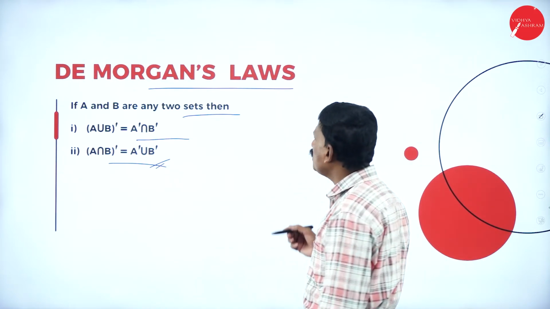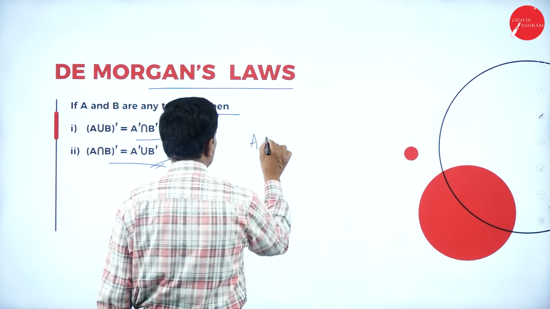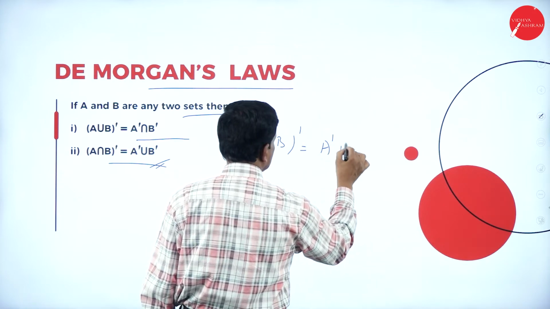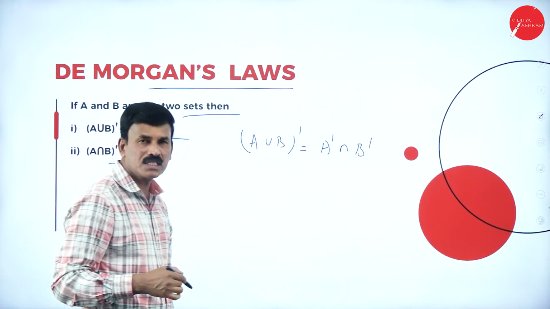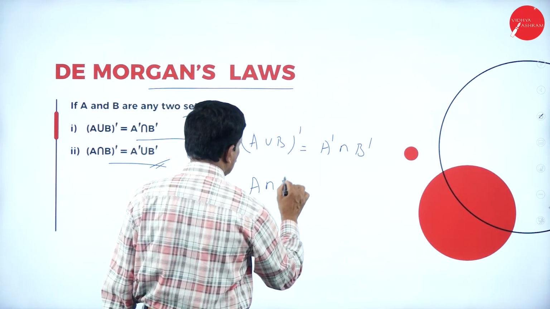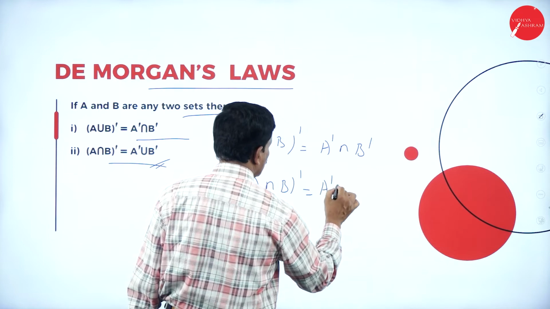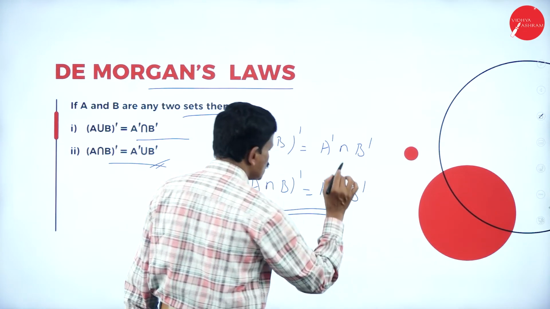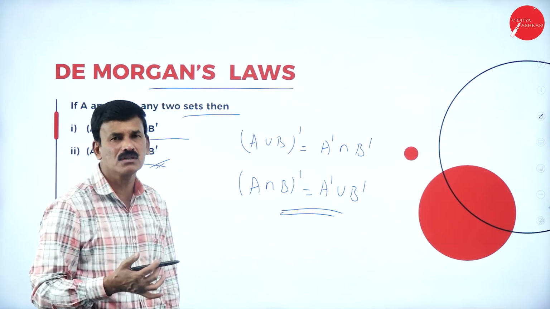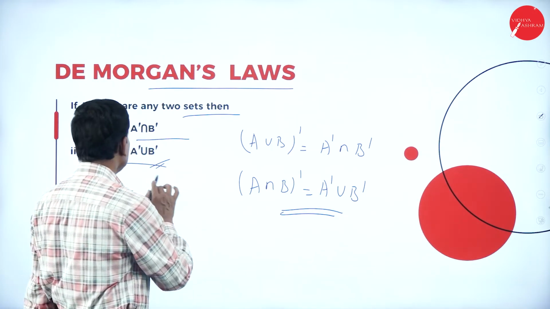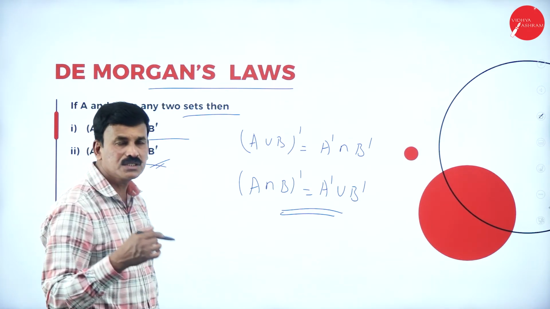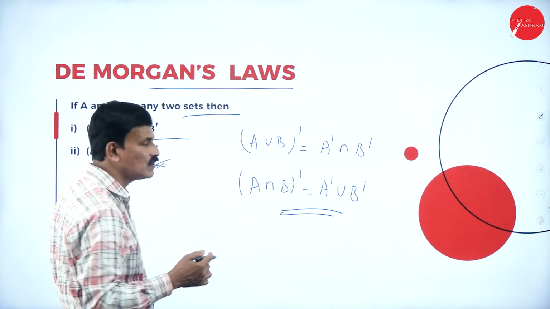So, if A and B are any two sets, then (A union B) whole dash is equal to A dash intersection B dash. Reversal law of complement. Similarly, (A intersection B) whole dash is equal to A dash union B dash. These are called De Morgan's laws. Very important. You may expect one question on De Morgan's law. Just write down A union B and take the complement, (A union B) whole dash, and A dash intersection B dash. Verify whether they are equal or not.